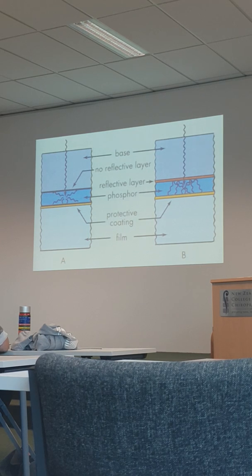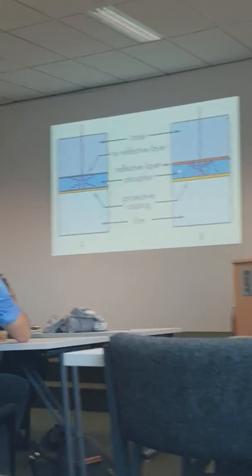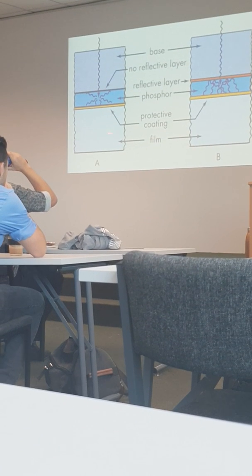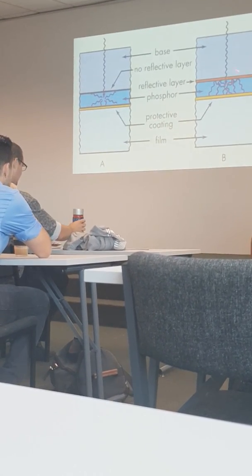So this is what it looks like with and without a reflective layer. With the X-ray coming in, interacting with the phosphor layer, producing light in all directions. With a common phosphor, you need to put this reflective layer in so that the light will bounce back towards the film, which is down here. With a rare earth phosphor, they're so efficient that you just don't need the reflective layer.